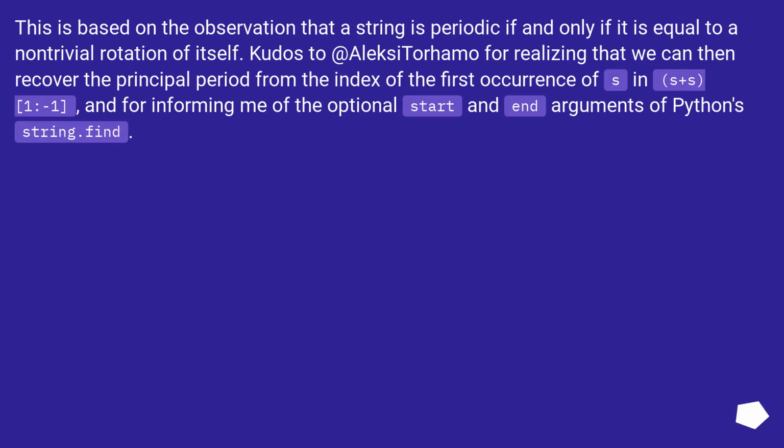This is based on the observation that a string is periodic if and only if it is equal to a non-trivial rotation of itself. Kudos to @AlexanderHamo for realizing that we can then recover the principal period from the index of the first occurrence of S in S+S[1:-1], and for informing me of the optional start and end arguments of Python's string.find.